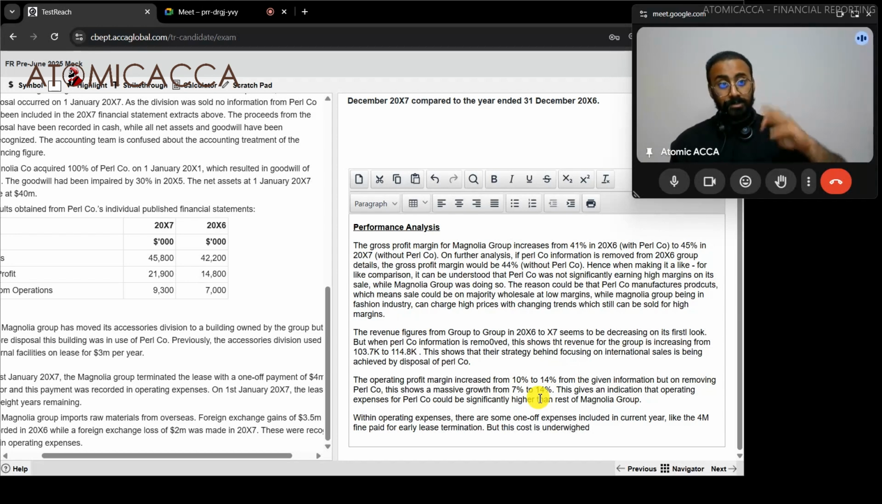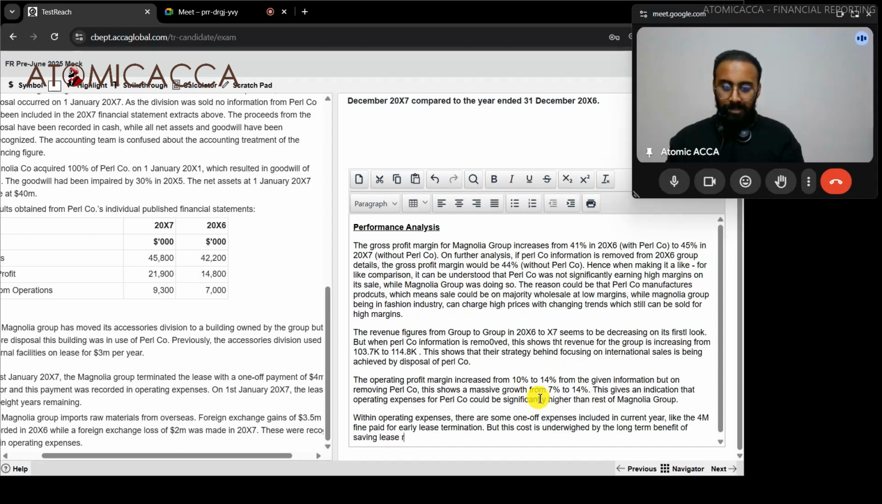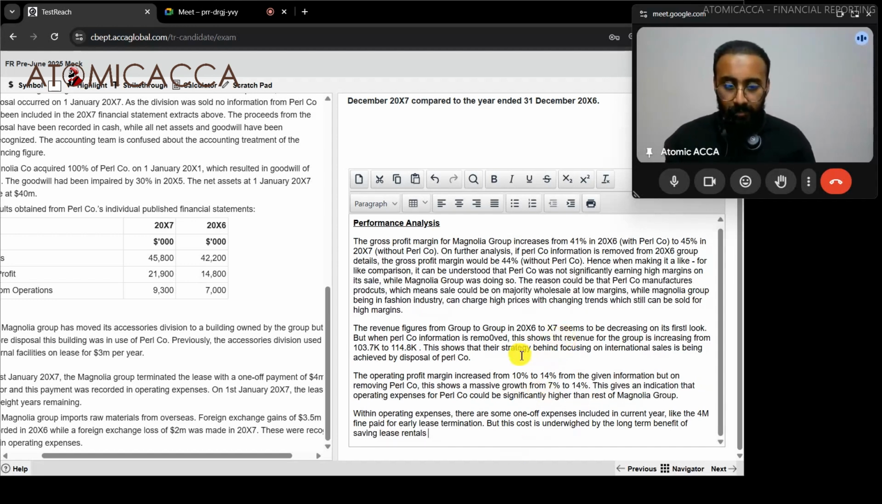Why underweight? Because the benefit is very great. This cost is underweight by the long term benefit of saving lease rentals of 3 million for the next 8 years, a total of 24 million.